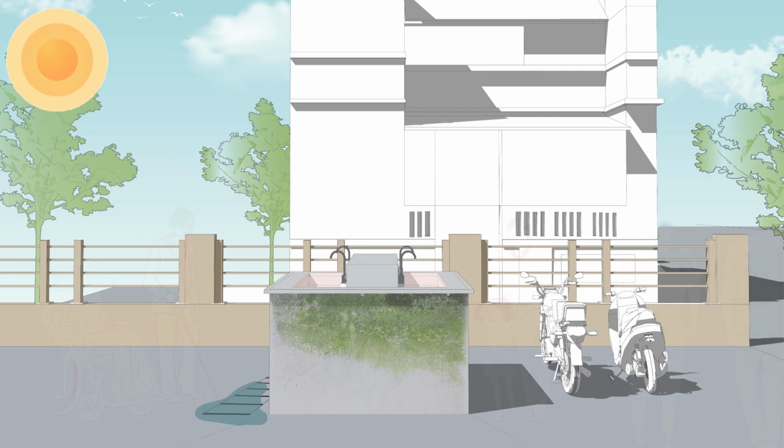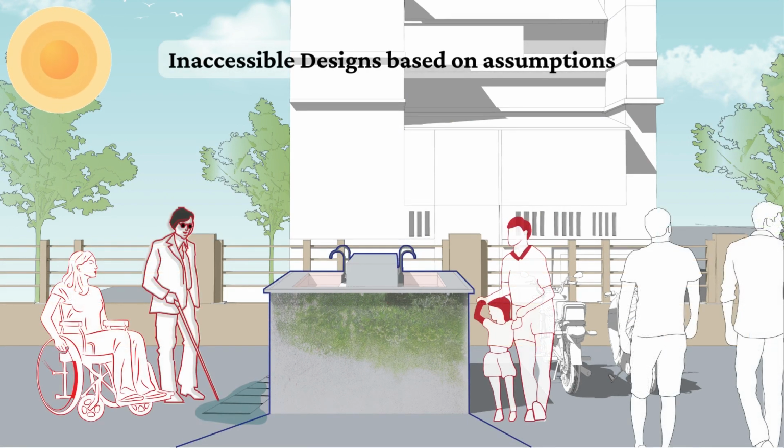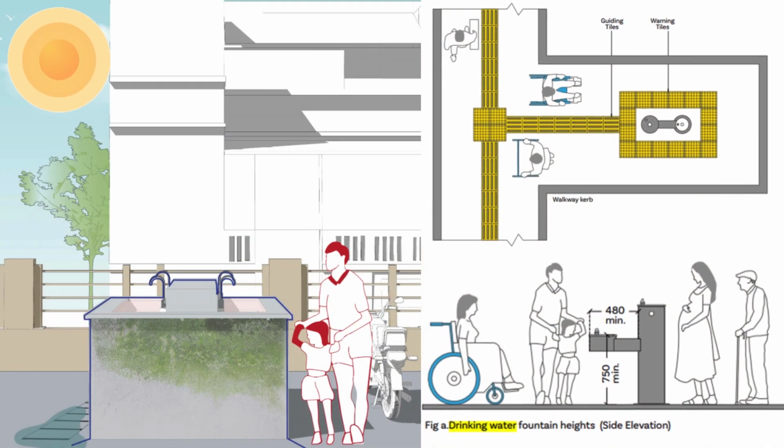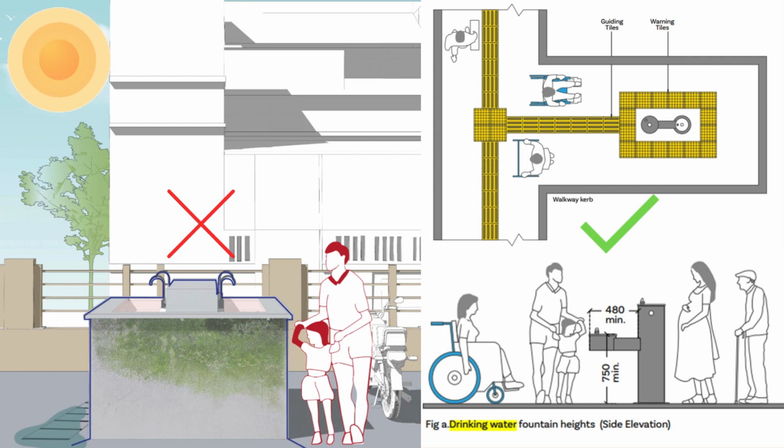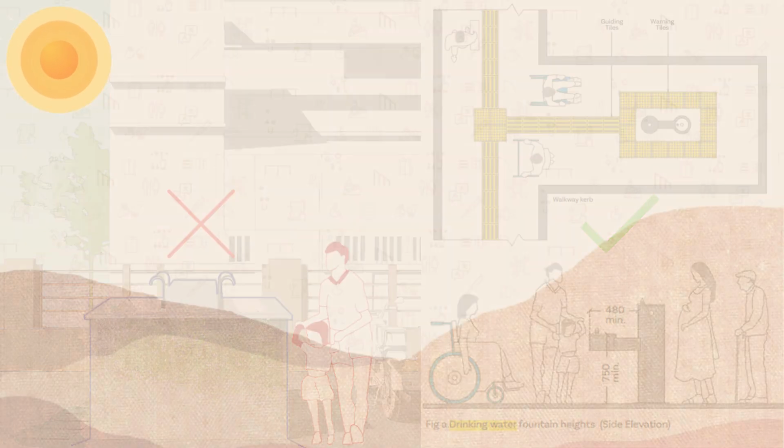Often, we tend to assume the design of certain spaces based on our own experiences. However, guidelines are made with extensive research based on the diverse experiences of persons with different abilities. Referring to guidelines while designing universal interventions thus becomes crucial.